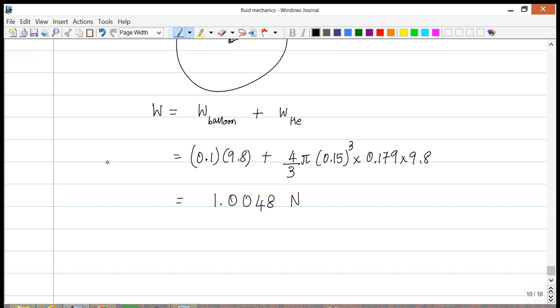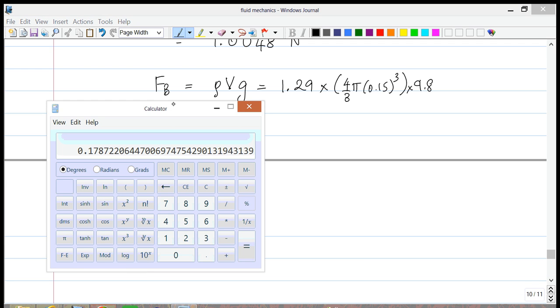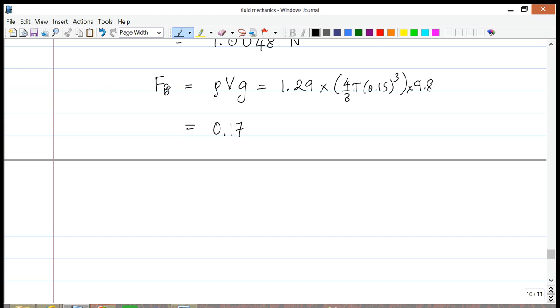Great, so we get the weight of the balloon. Now let's figure out the buoyant force. Understand, the buoyancy in this problem is due to the air that surrounds the balloon. There's all this air, and the air is what is pushing the balloon. There's no water or anything, so please don't use 1,000 for the density. We need to use the correct density. This is nothing but rho V g: the density of the air, 1.29, times the volume, which is once again 4 divided by 3 pi times 0.15 cubed, times 9.8. Great, so let's figure this out. This number happens to be 0.178 newtons.